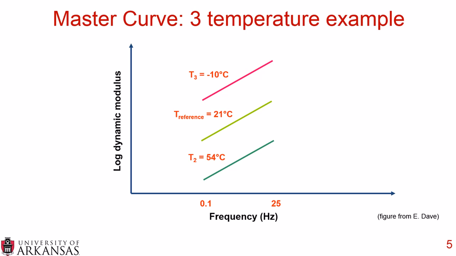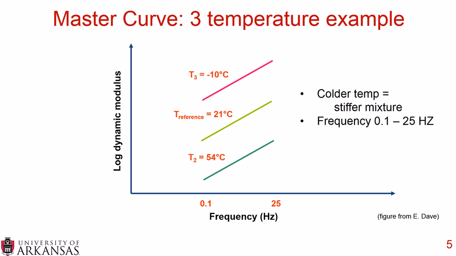Ishan Dawe of the University of New Hampshire for these graphs. But what we have here is our 3 temperatures: -10, 21 degrees Celsius, and 54 degrees Celsius. And we can see right here that colder testing temperatures equal a stiffer mixture. And you can see that the frequency we're measuring goes from 0.1 to 25 Hertz.